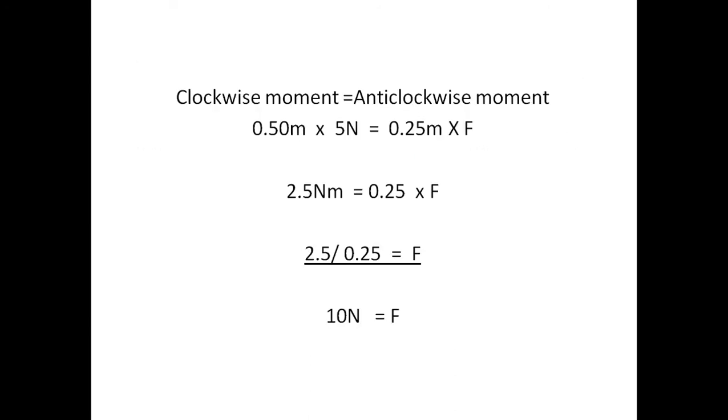Clockwise moment equals anti-clockwise moment if the bar is balanced. 0.5 into 5 Newton, 0.25 into F. So you do the calculation like this and find F. It's easy for you to do the calculations.